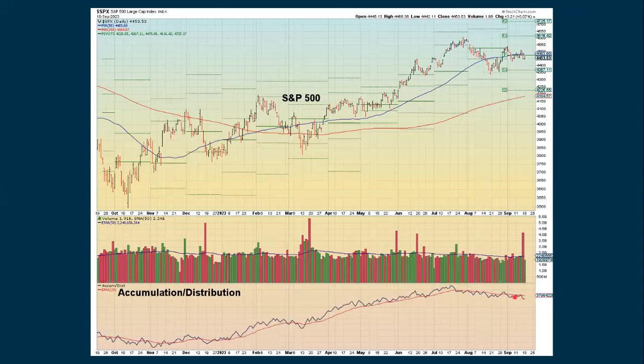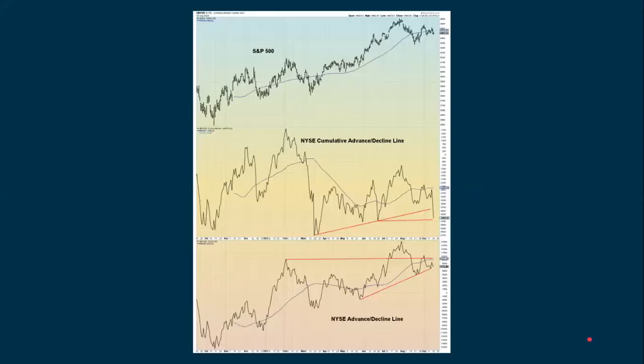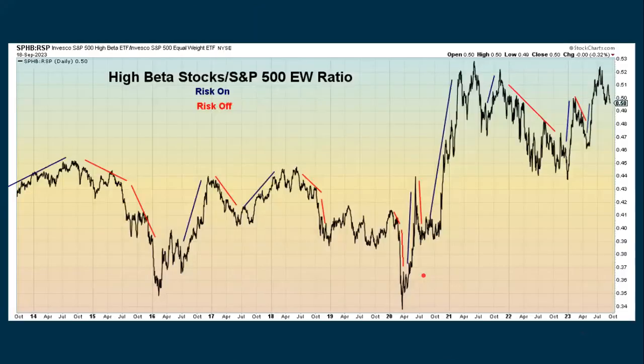This is more negative too. The accumulation distribution is showing more weakness. And the Chaikin money flows also showing a little bit more weakness. The cumulative NYSE advanced decline line also starting to show some weakness. We might find some kind of support at this other low, or we could continue to fall down below that. When we look at the trend here, though, it's still holding up for right now.